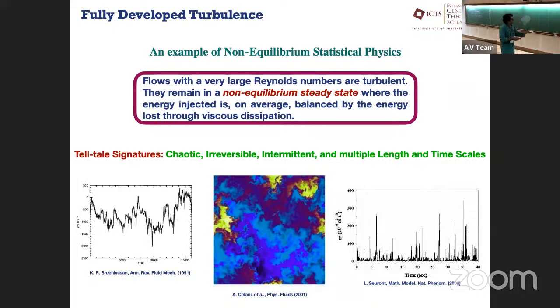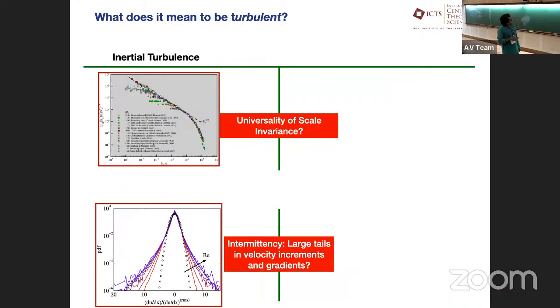This, for example, from Antonio's work, is a passive scalar. So think about dye in a turbulent flow. And what you end up having are these strong boundaries between where things are concentrated a lot and where things are not concentrated a lot. So all of this gives rise to these two well-known effects in turbulence.